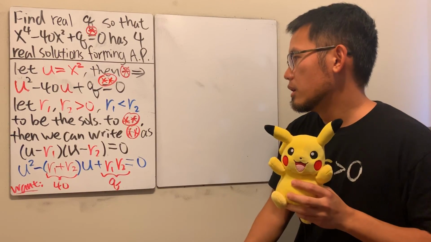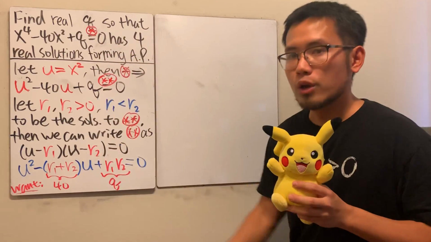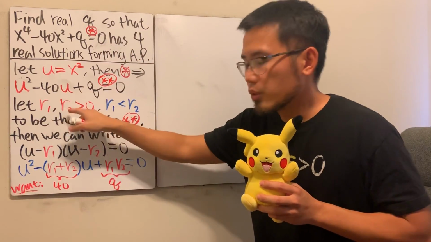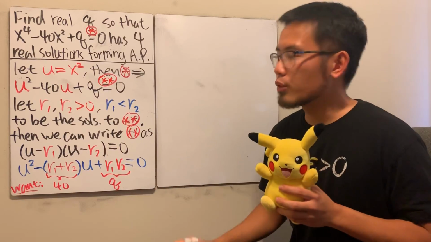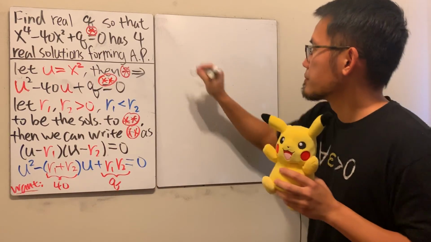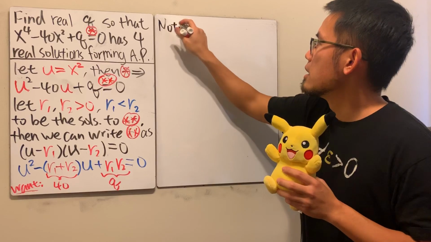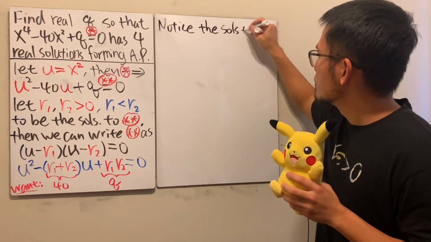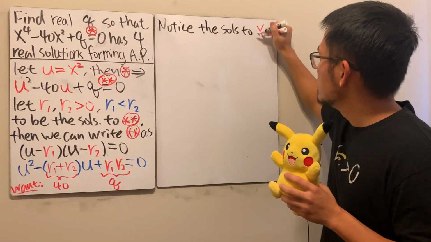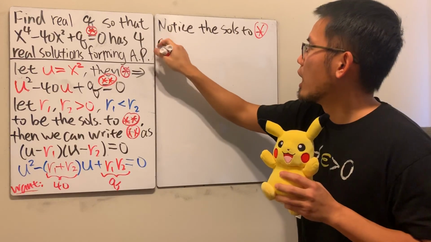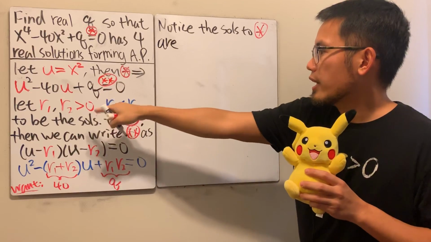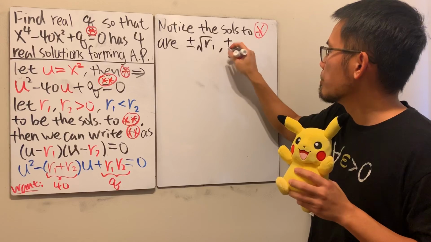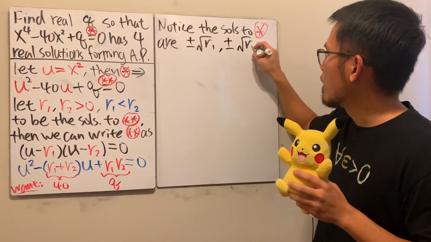All right? What are the solutions to the original equation though? Well, we just have to take the square root of R1 and R2, and don't forget the plus minus. That's all, right? So right here, notice the solutions to the original equation, namely just the star, are, well, look at that, plus or minus square root of R1 and also plus or minus square root of R2.